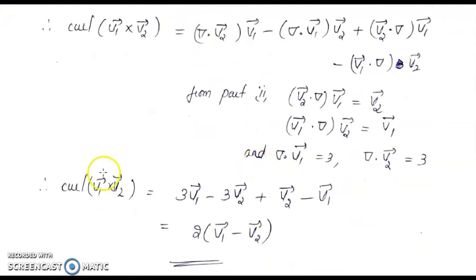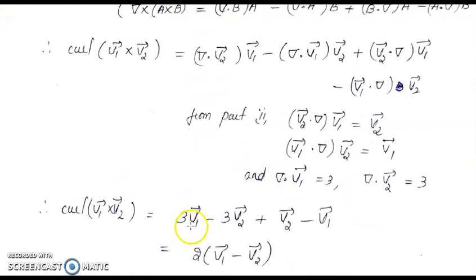So substituting all these values, you will get 3V1 minus the second 3V2. Then this is V2 and this is V1, so V2 minus V1. So on simplifying you will get 2V1 minus 2V2. So that is the value of curl of V1 cross V2.